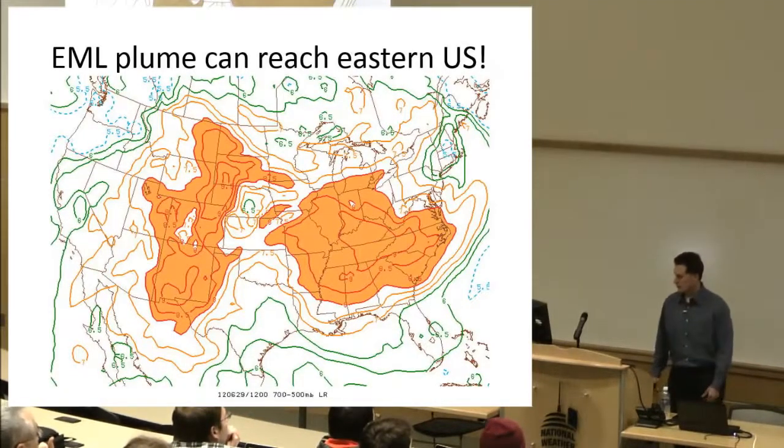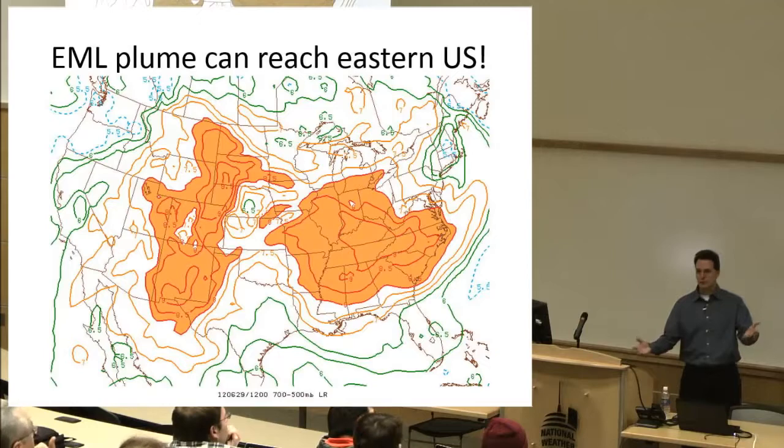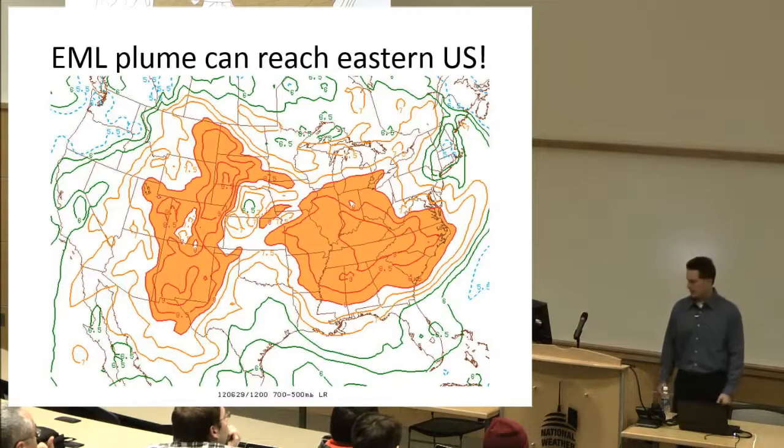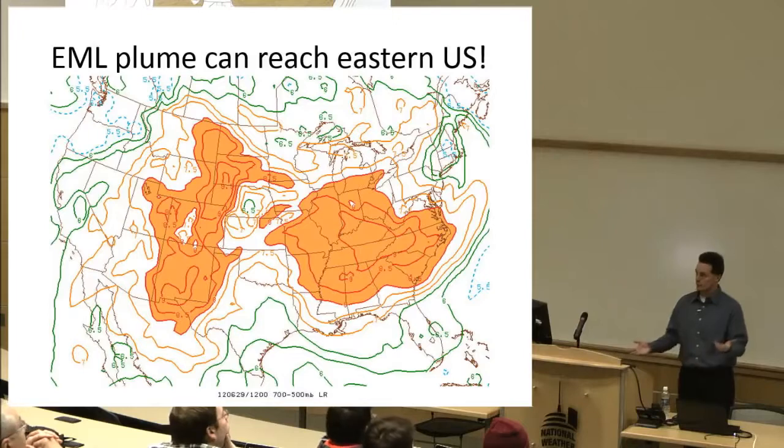Now, again, since I was nice to the northern plains, let's not ignore our friends out east. The elevated mixed layer can make it pretty far into the eastern U.S. on occasion. This is the 700 to 500 millibar lapse rate plot from the SPC mesoanalysis. Those values over Tennessee, Kentucky are 9 degrees C per kilometer. That's close to dry adiabatic. Goes all the way to the Atlantic coast.